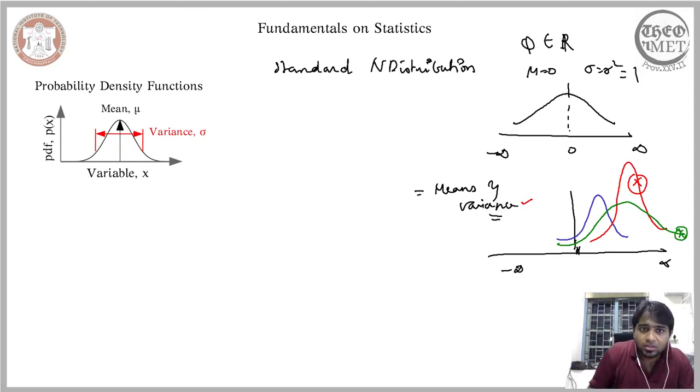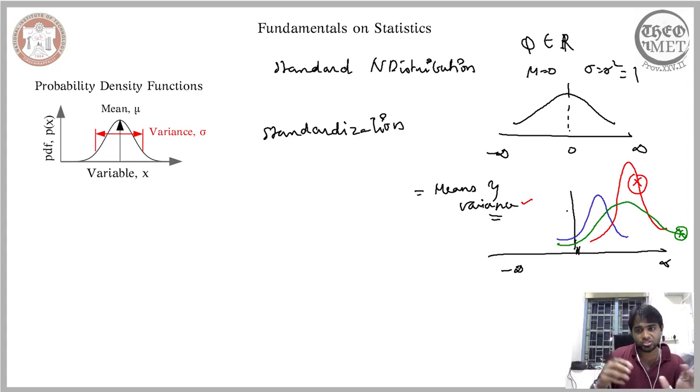So that possibility of shifting the mean from anywhere else to 0 is what we refer to as standardization. What standardization does is shift the mean from any place to 0. So it plays around with the scale in such a way that the mean is shifted from any position to 0.